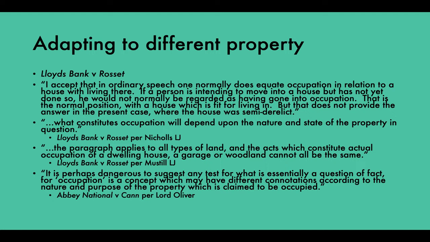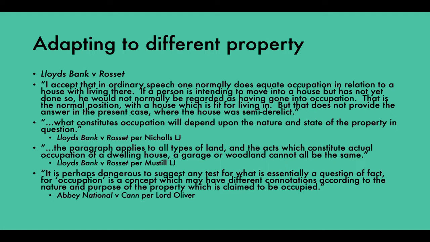So what's being said here is that we can't apply the same definition of occupation. What constitutes occupation will depend upon the nature and state of the property in question. So we can't just apply the same definition of occupation for a normal residential house and a semi-derelict house in this case. The paragraph applies to all types of land, and the acts which constitute actual occupation of a dwelling house, a garage or woodland cannot all be the same.